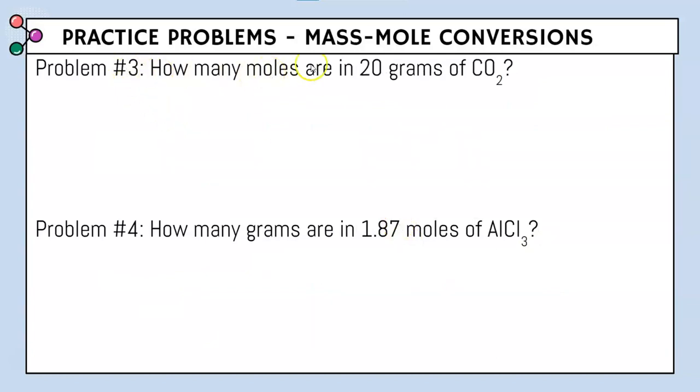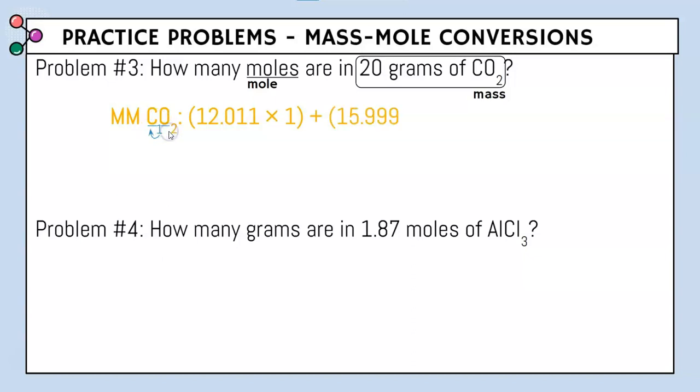Our example number 3 says how many moles are in 20 grams of CO2. Again, circle what we are given. Underline what we're trying to solve for. We're given grams, that's mass island. We're solving for moles, that's mole island. And now we've got to find the molar mass of the compound we have. We have carbon and oxygen. Atomic mass of carbon is this. We only have 1 carbon, so we multiply by 1. Atomic mass of oxygen is this. We have 2 oxygens, so we multiply by 2. And the calculator gives us 44.009 grams/mole.